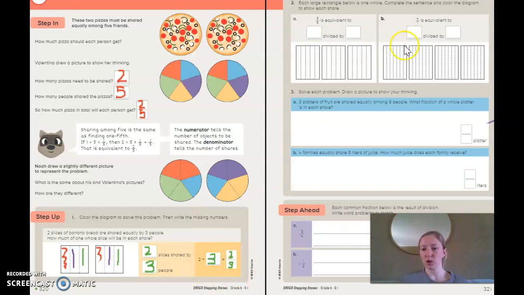Now, you've got 2 more over here that I want you to go ahead and give a try, and then 3, A and B as well. Do your best, and if you have any questions, I'd be happy to Zoom with you. Just let me know. You can email me, and I'll get back to you as soon as possible.